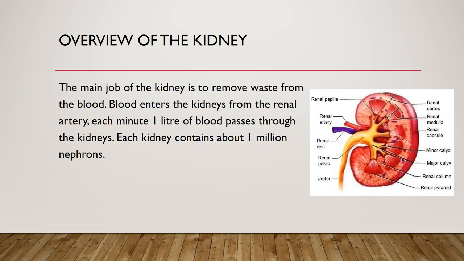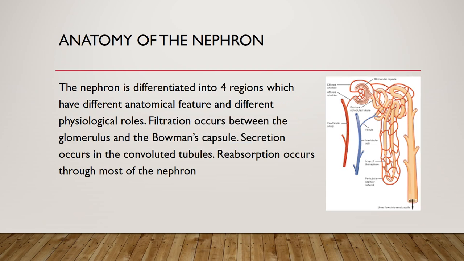Urine is formed in the nephron, which spans to the outer cortex and the central medulla. The pelvis connects to the medulla and the ureter. Each kidney contains about 1 million nephrons. The nephron is surrounded by capillaries.